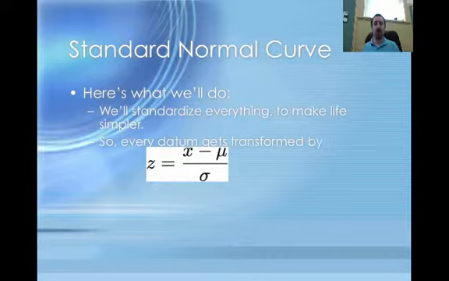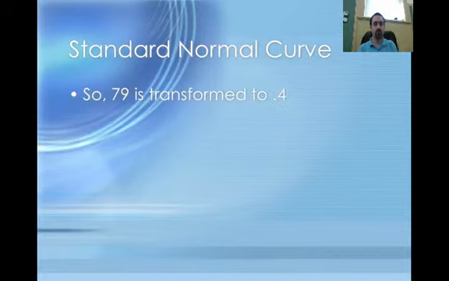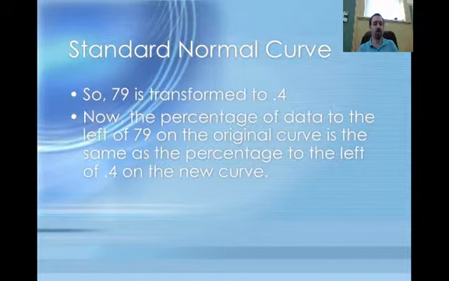Every datum gets transformed by that equation there, including the mean, including the standard deviation, and including the player who was 79 inches tall. So the mean that was 77 is now 0. The standard deviation that was 5 is now 1. And the player who is 79 inches tall now has a value of 0.4 on this new scale. Everything gets shifted. So 79 is transformed to 0.4.